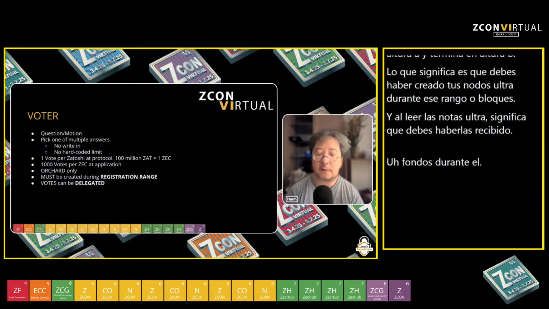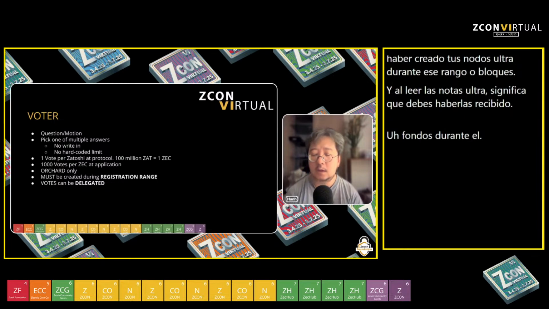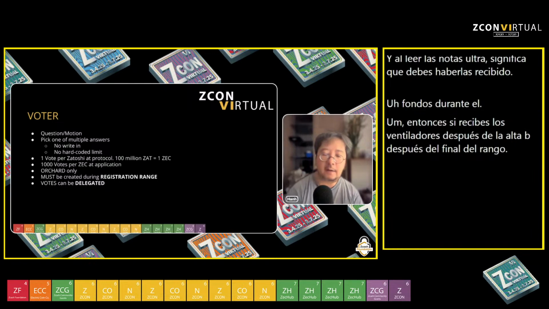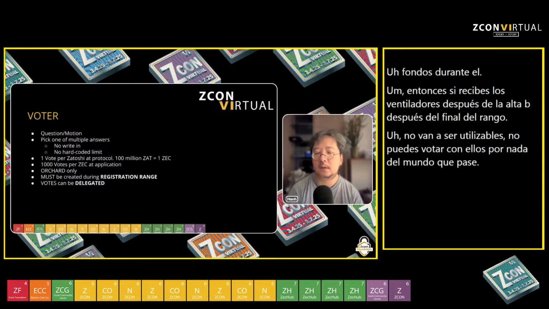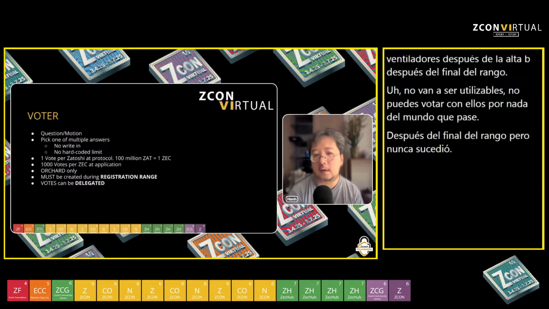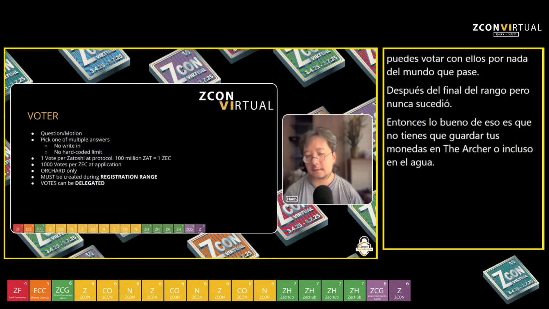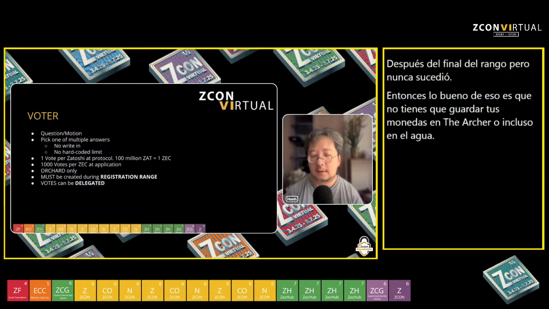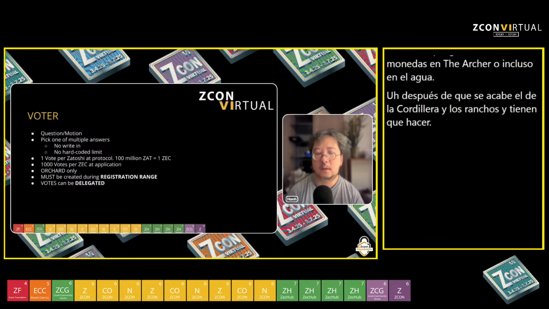So if you have received the funds after height B, after the end of the range, they are not going to be usable. We cannot vote with them. Anything that happens after the end of the range, basically it never happened. The good thing about that is that you don't have to hold your coins in Orchard, or even hold your coins in your wallet, after the end of the range. And the range doesn't have anything to do with the moment you vote. This is the moment where you have to prepare your coins. You have to put your coins into Orchard.